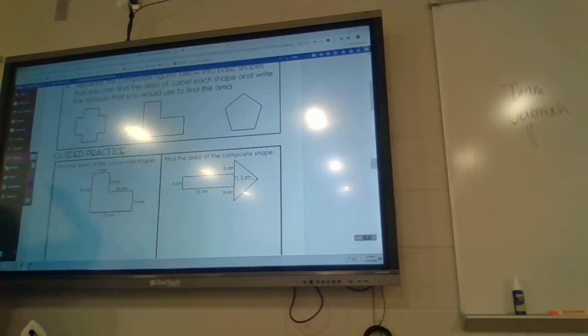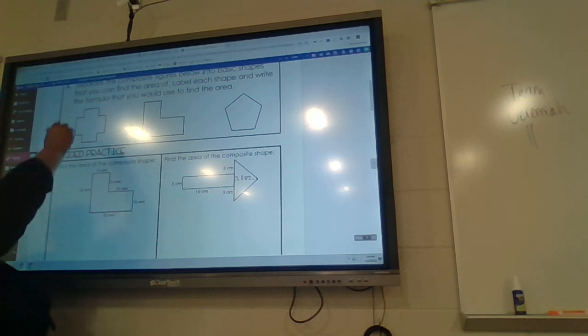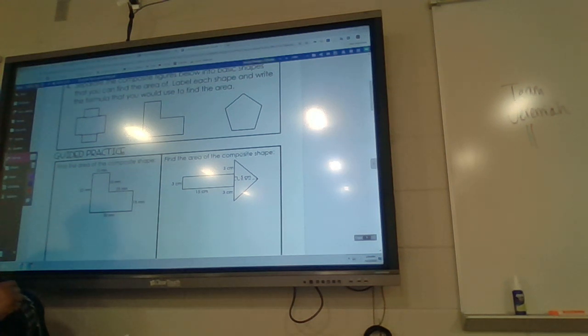And break them up. We're going to break them up into figures that we already know how to find the area of. So what would I break this one up into? Polygon. Well, all of them are polygons. You'll cut them up into rectangles. Rectangles, thank you. So I can do this and do it that way.